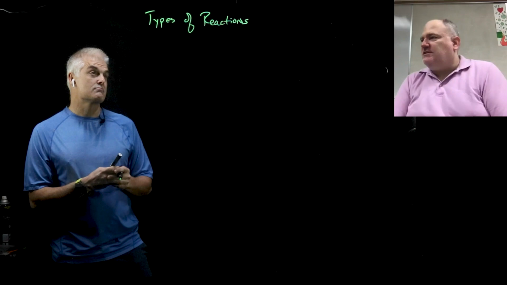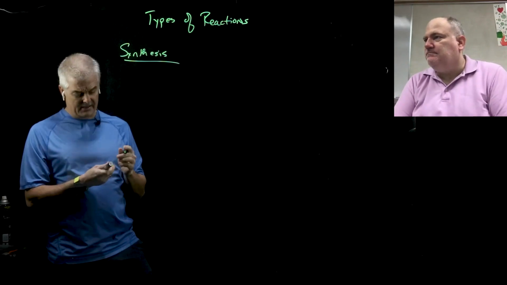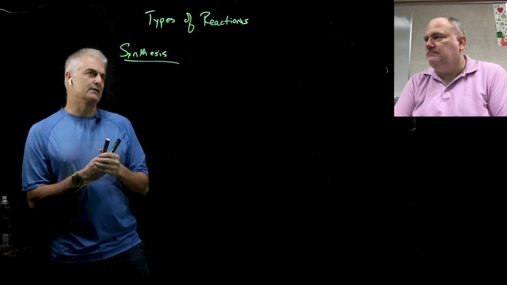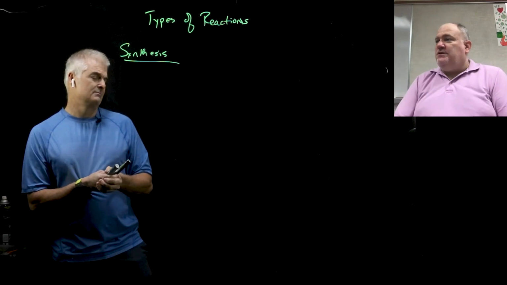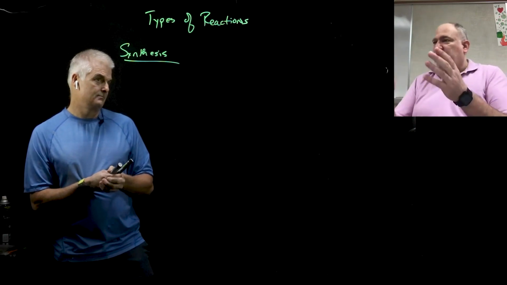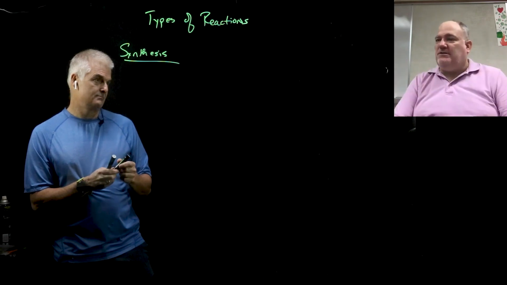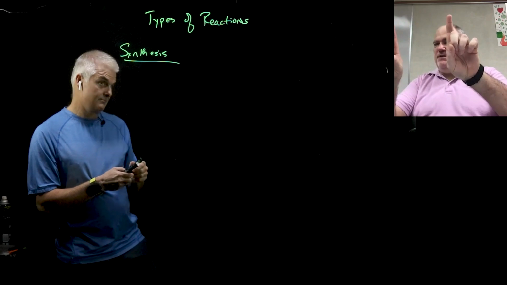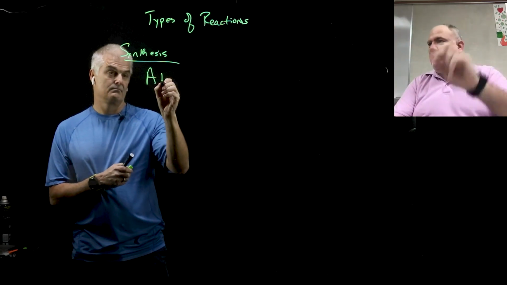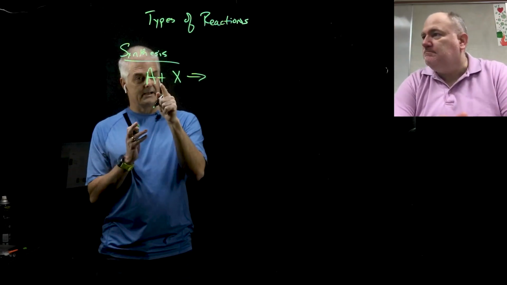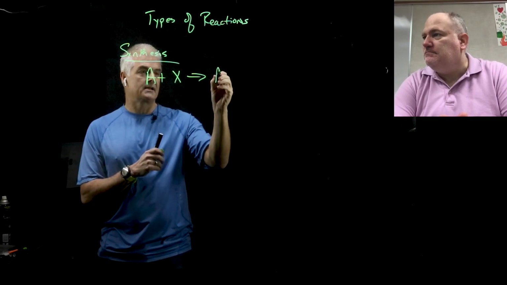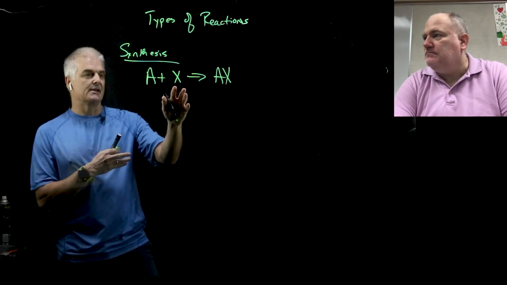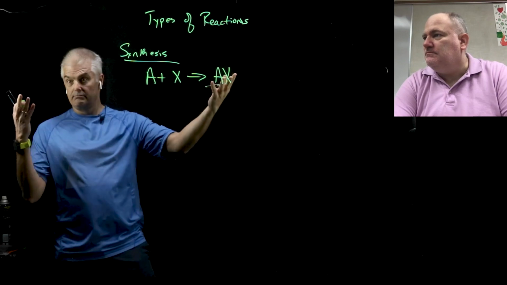Well, let's talk about synthesis first. So synthesis comes from the word synthesize. So what does that actually mean? Essentially what we do is we're taking two individual things and we're putting them together to form something else. So if you look at my puppets here, you have an A and an X, and you put them together and become AX. So we would write chemically A plus X makes AX. So you still have the elements A, whatever that is, and X, and then they turn into AX.